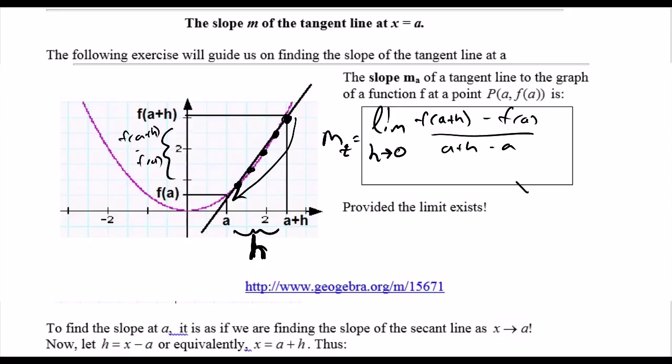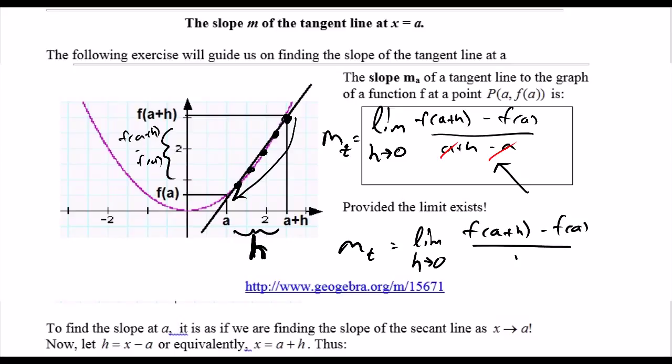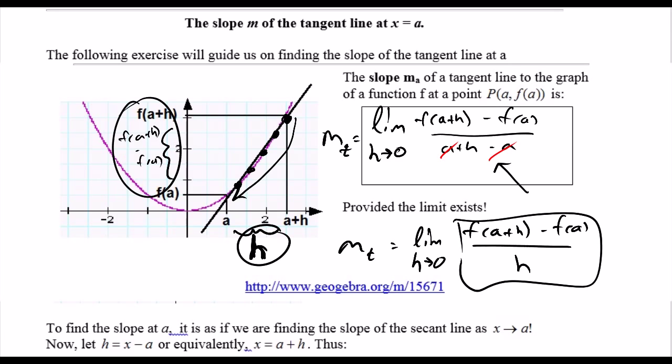But we can simplify it a little bit more. If we look down at the bottom, we have a positive a and a negative a, they go away, and all we're left with is that the slope of our tangent is equal to the limit as h approaches 0 of our rise over our run. We just found our rise and our run. So this is just a slope, and the slope of our tangent line is going to be the limit of our secant slope as h approaches 0.